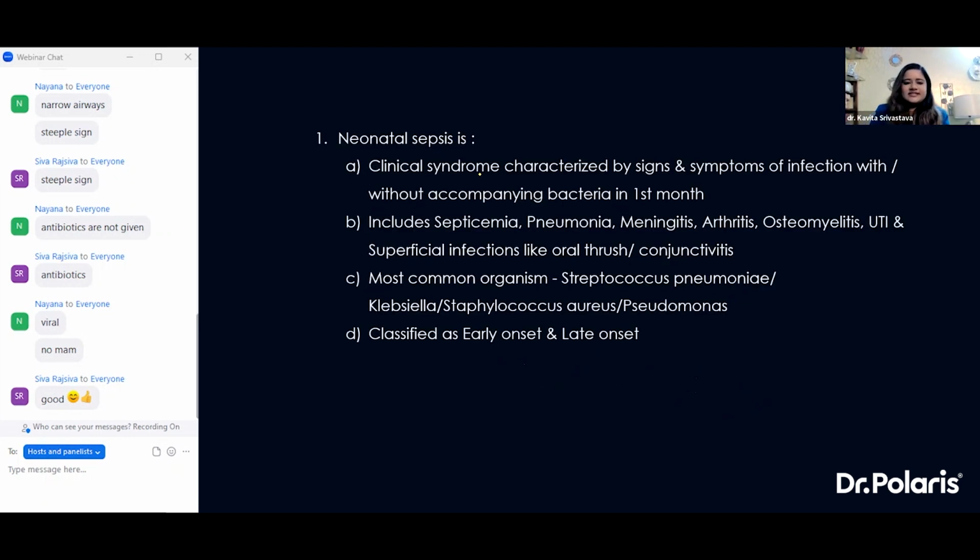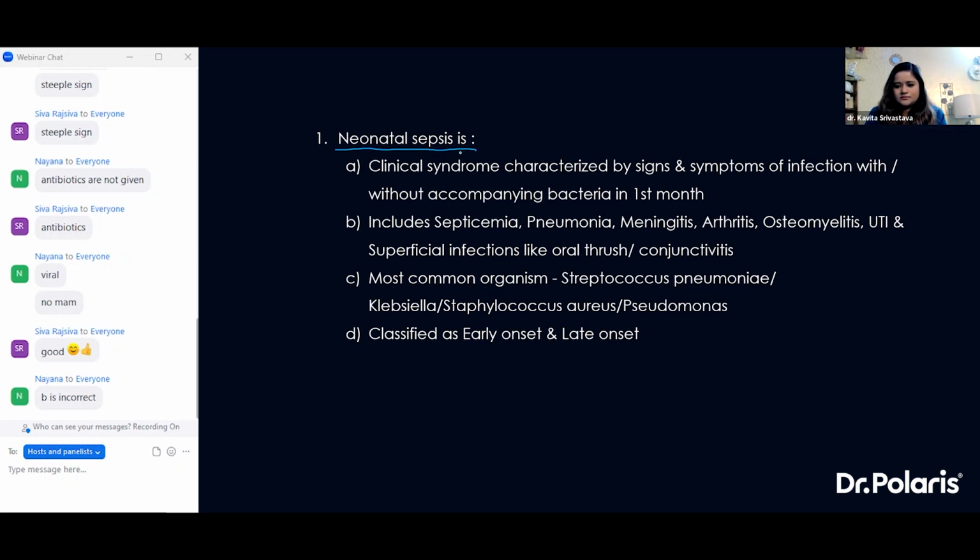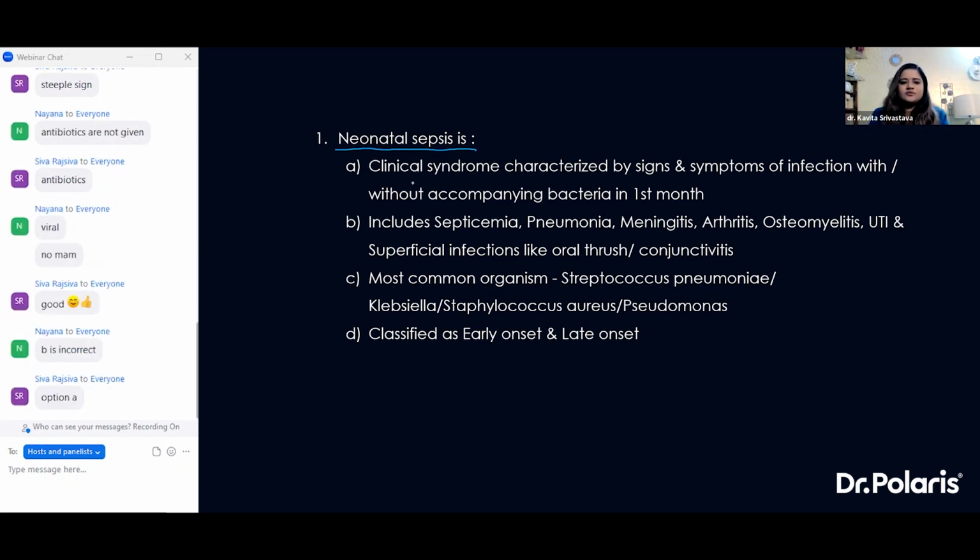Okay. So neonatal sepsis. Now, what is neonatal sepsis? First and most important question. What is a neonatal sepsis? Please take time, read the options carefully and put down the right answer. Okay, so Nayana has answered that B is incorrect. All right. So let us read each and every option carefully.